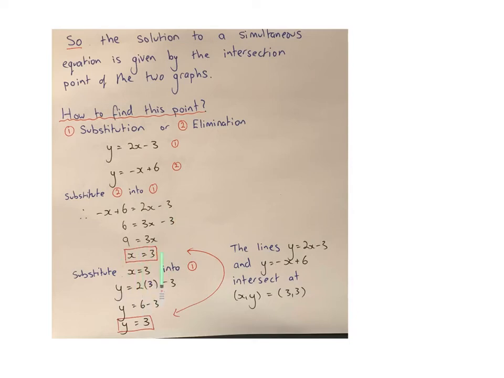Now I need to substitute this solution back into one of my equations to find the value of y. Substituting back into 1, I get y equals 3. So this means the lines y equals 2x minus 3 and y equals minus x plus 6 intersect at the xy point (3, 3).